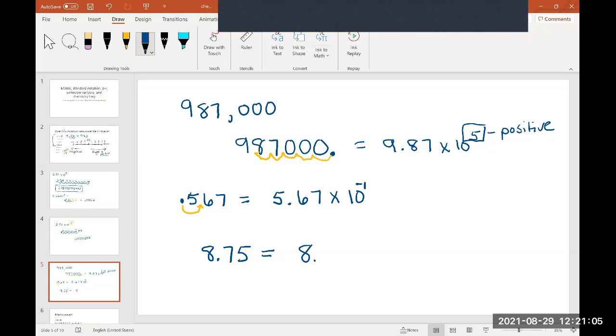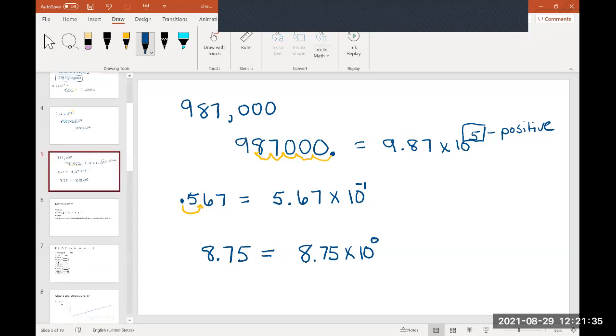We would still say 8.75 times 10, but how many places should our friend move that decimal place? Should it be moved at all? Did you say, no, it shouldn't be moved? Well, then you tell your friend you don't move it at all by putting a 0 in the superscripted position above 10. So that is how we convert from standard notation to scientific notation.